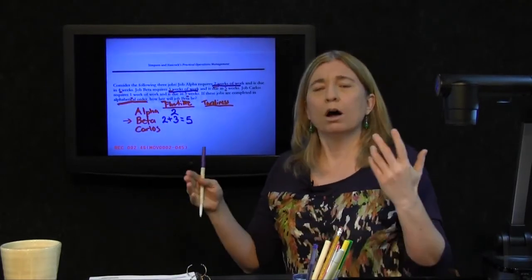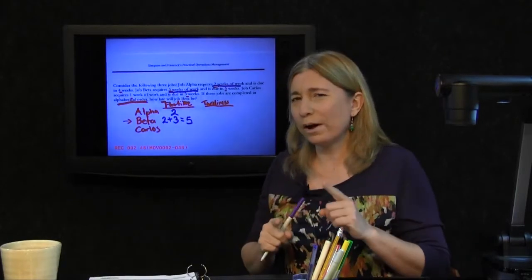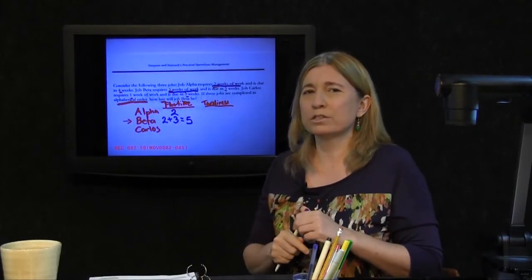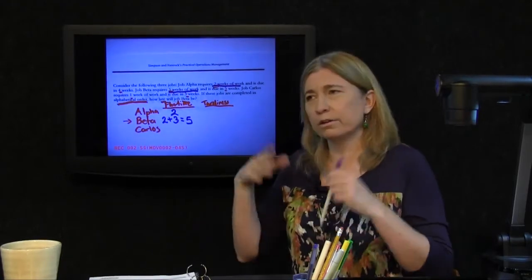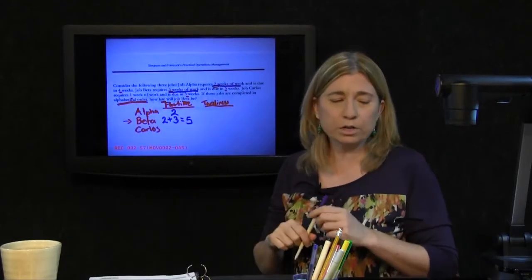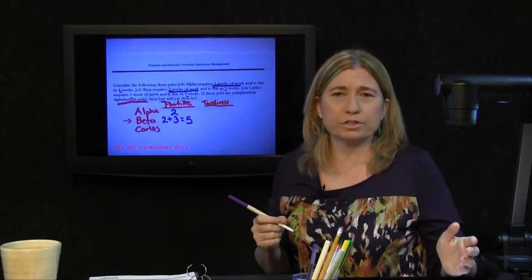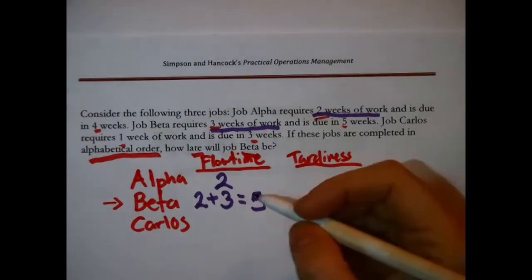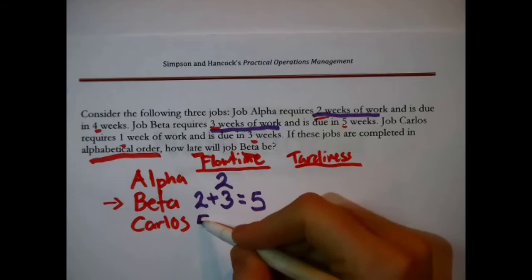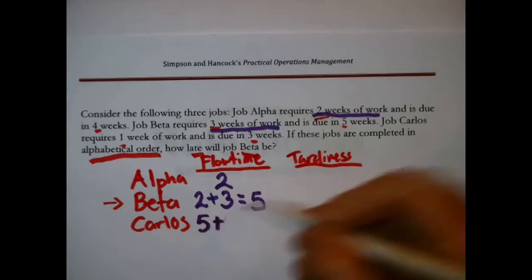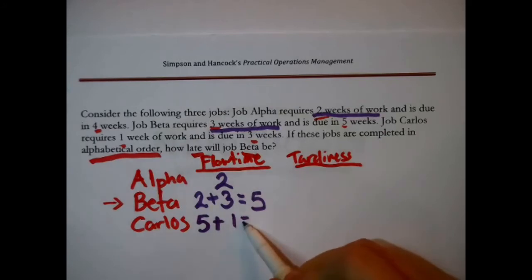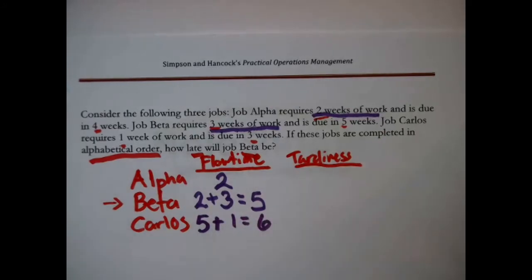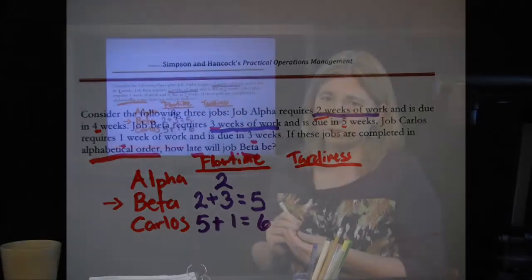Now actually at this point, if you're really alert, you may realize that we don't need to complete this table, and that there's also Carlos down here. What is the flow time of the job called Carlos? I'm going to do it anyway, just for the sake of demonstration. Carlos will wait 5 weeks, the flow time of the job before, plus I look up the duration for Carlos, 1 week. So the flow time for the job called Carlos is 6 weeks. It'll be done in 6 weeks.